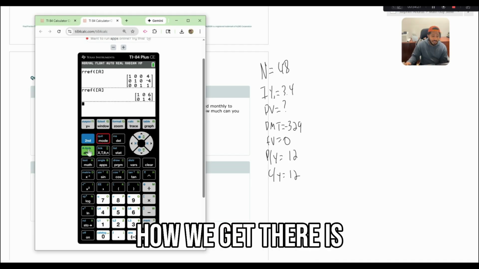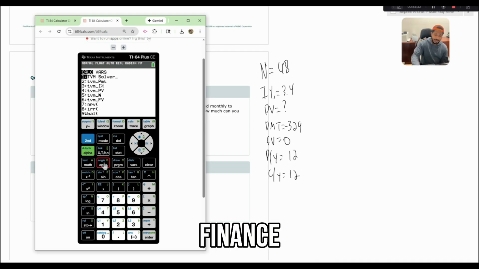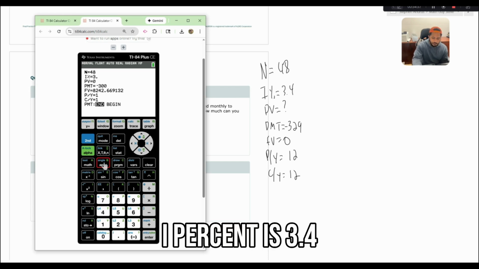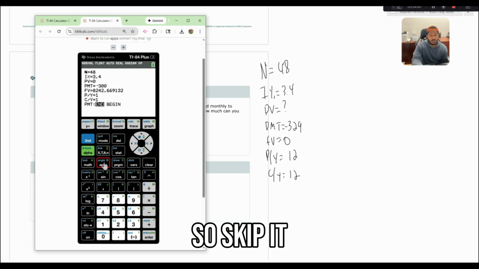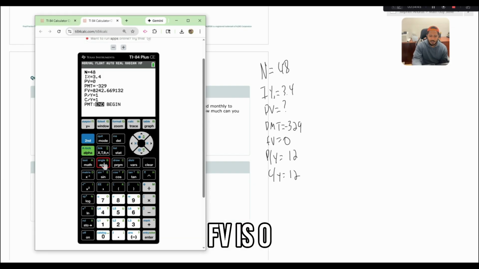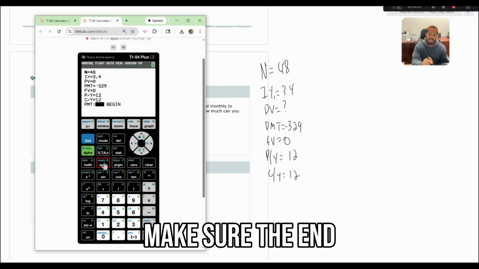Again, how we get there is Apps, Enter, right? Apps, Finance, and then TVM Solver. N is 48, okay. I% is 3.4. Present value is what we're looking for, so skip it. PMT we know is negative 329. FV is 0. We want to owe nothing by the end of the loan. Payments per year, compounds per year is 12 each. And then PMT at the end, make sure the end part is highlighted.